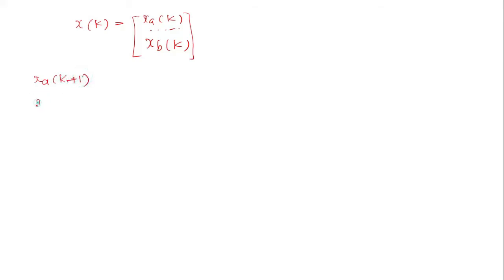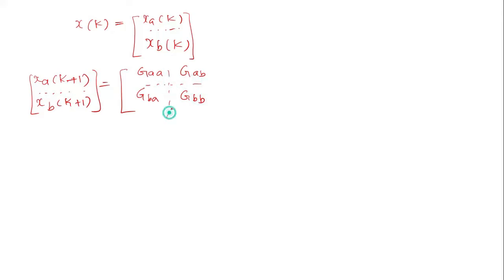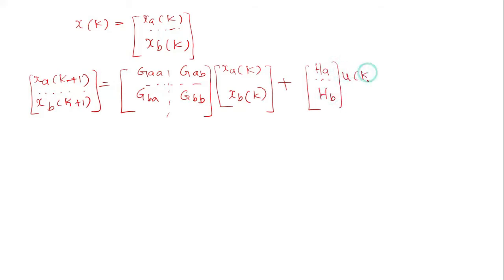xa of k plus 1 augmented with xb of k plus 1 is equal to GAA, GAB, GBA, GBB into xa of k, xb of k plus HA augmented with HB into u of k.